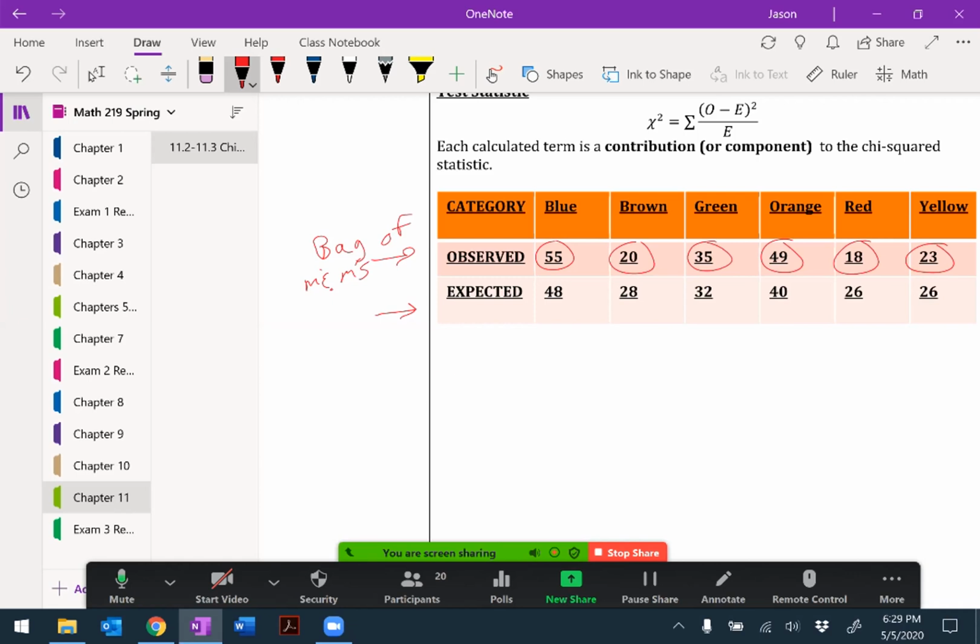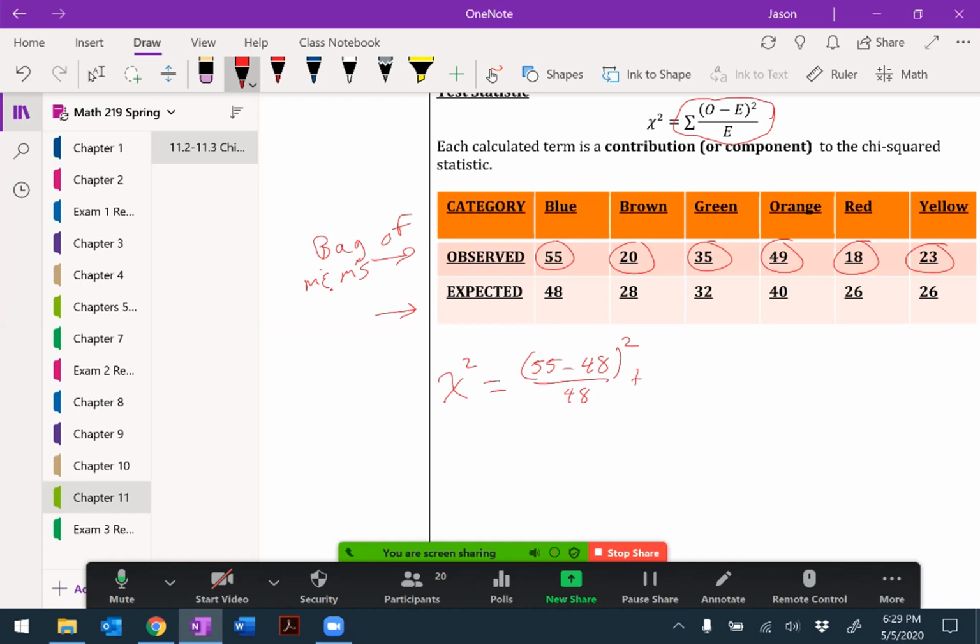So we want to calculate chi-squared based on the differences between the observed and the expected. So here's how this works. We're going to do observed minus expected, right? Observed minus expected, squared, divided by expected. And then I want to add all these up. So let's just keep going for each.